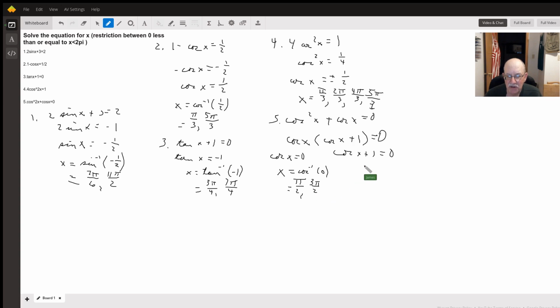This one I'm going to get cosine of x equals -1. Take the inverse cosine again of -1. That equals pi. So your three answers for that one are pi over 2, 3 pi over 2, and pi. So that's how you do those.